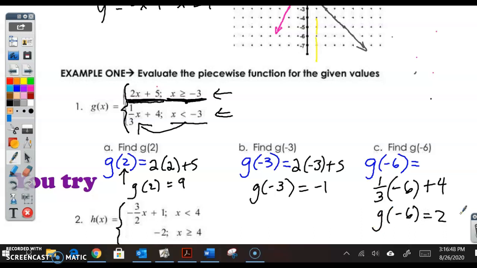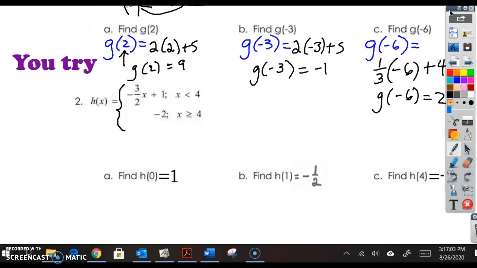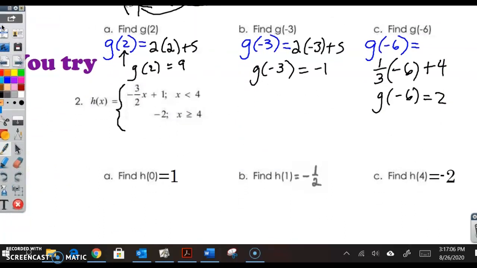And that's it. You might have to watch that again. Some people still have trouble with that before you do the U-try. If you are comfortable with that, go ahead and go to the U-try. Press pause and do it now. And here are your answers for the U-try. So h of 0 is 1. h of 1 is negative 1/2, and h of 4 is negative 2. If you've got any questions about this, we can talk about it in class. Let's move on.